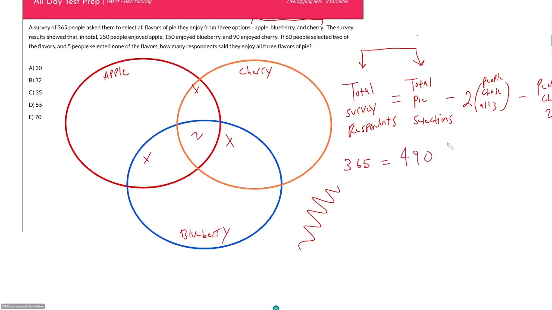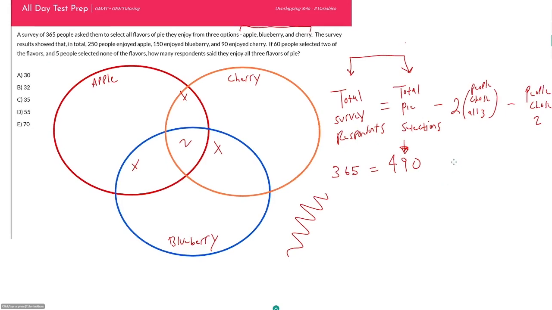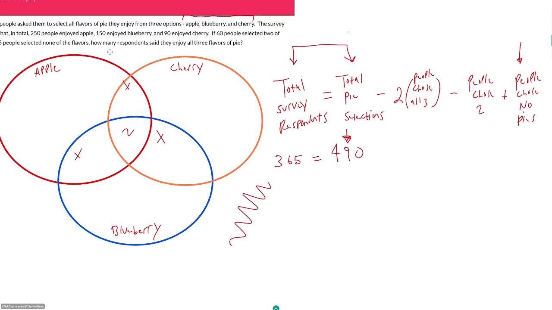And this should almost always be the case, right? This number here should be greater than this number here. And then because this number includes people who we double counted, we're just subtracting from this number. If 60 people selected two of the flavors, so that's this guy here, and 5 people selected none, so that's this guy here, meaning this guy here should be the thing they're asking us for. How many respondents said they enjoyed all three flavors? Indeed, that is the case.